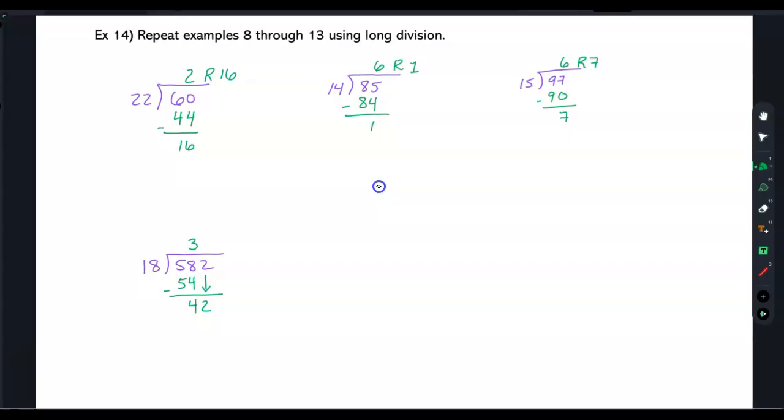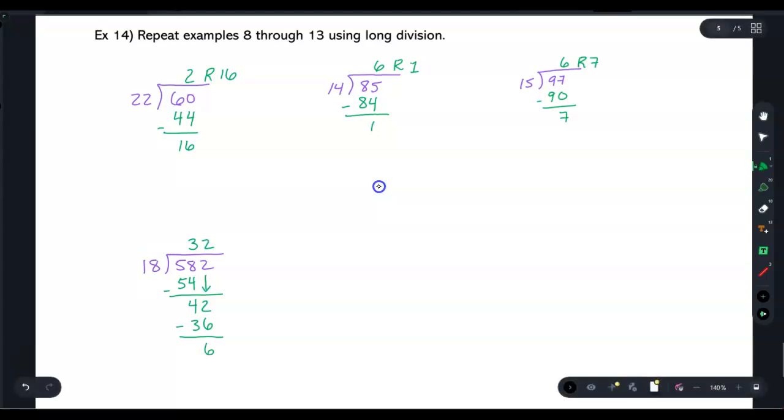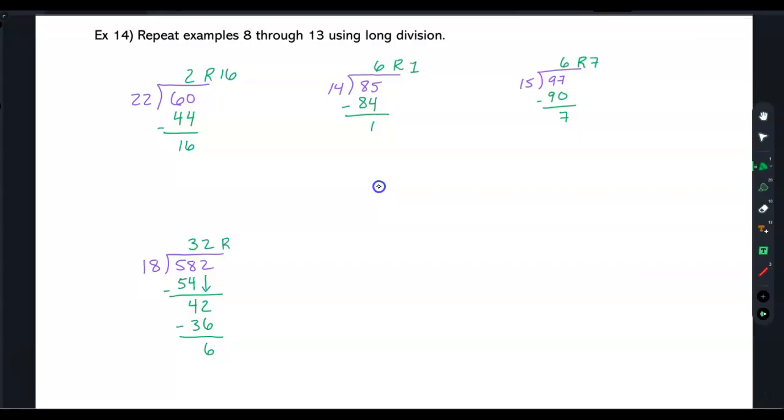So again, I'm just taking educated guesses here, but since I know 18 times 3 was 54, it's not going to be that big. So I'm going to try 2. 2 times 8 is 16. 2 times 1 is 2, plus the 1 is 3. So that looks good so far. And then if I subtract that, I get a remainder of 6, and 18 won't go into 6. So this means my answer here is 32 with a remainder of 6.